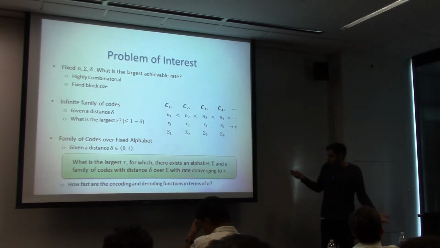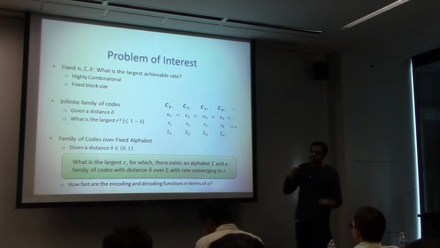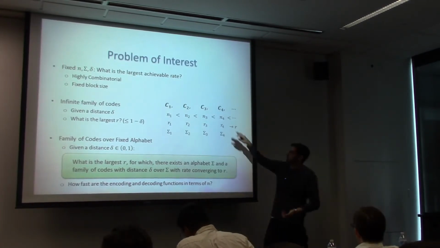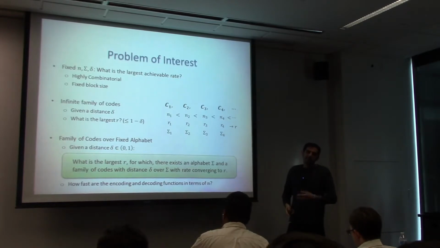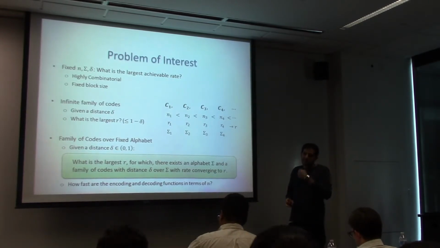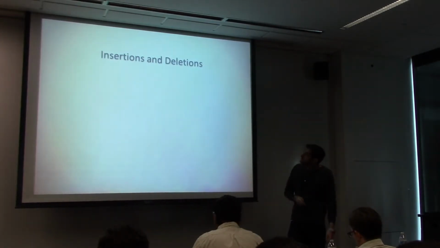And of course, another question is how fast this encoding and decoding works. Like how fast, if you give me a number between 1 and C, I would be able to construct the code word. And how fast would be the algorithm that gets a nearby code word and finds the original string.